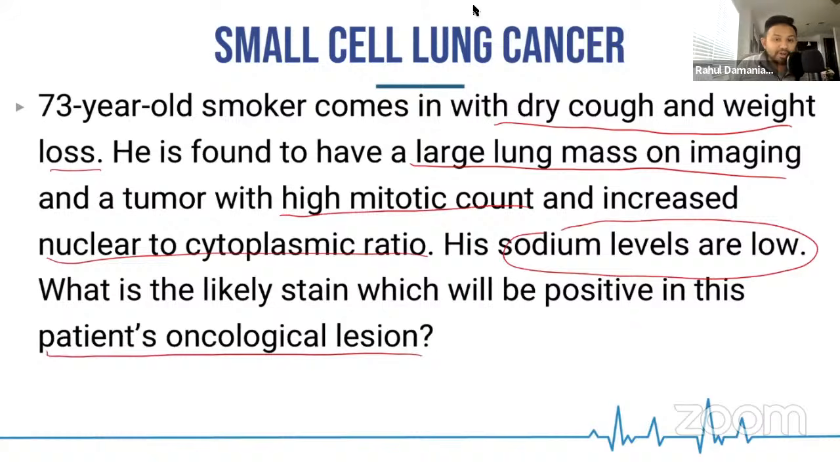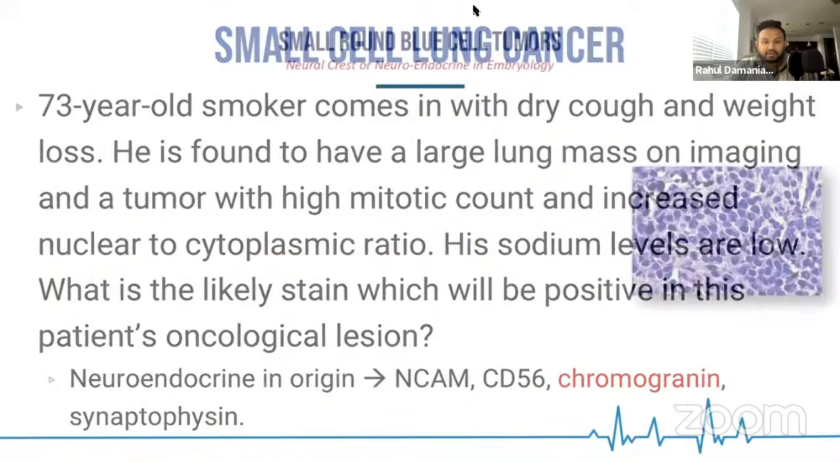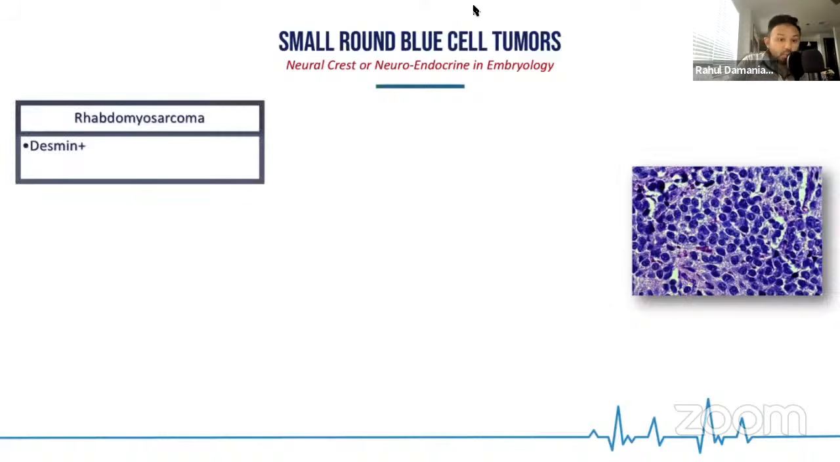So in this scenario, we're talking about small cell lung cancer, which is a small round blue cell tumor. And remember that these small round blue cell tumors are neuroendocrine in origin. And one of the common stains that are positive in small cell lung cancers is chromogranin. So this helps me integrate the various tumors on the USMLE that are small round blue cell tumors that are derived from neural crest or neuroendocrine. Let's go ahead and go through them.